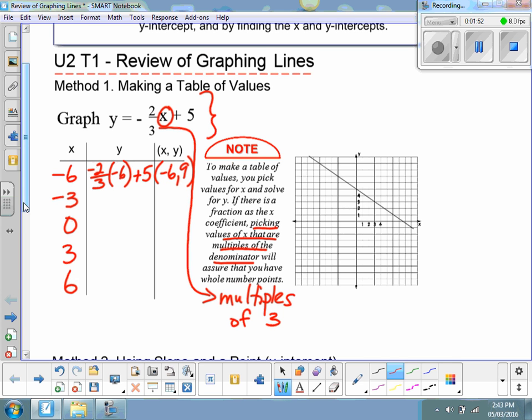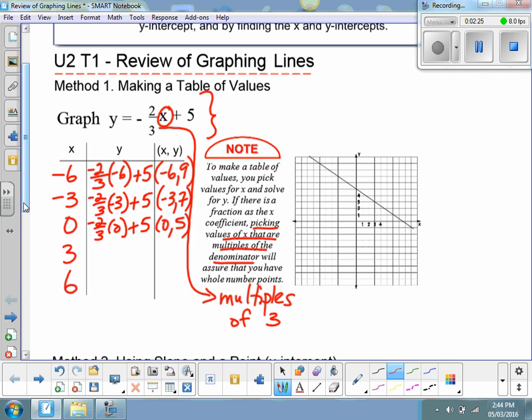I do the same thing for the next one, so I substitute -3 in this time. And I do the same calculations. -2 times -3 is 6. Divided by 3 is 2. Plus 5 is 7. So -3, 7. We always love substituting in 0, because anything times 0 is 0. So 0 plus 5 is going to give us 5.